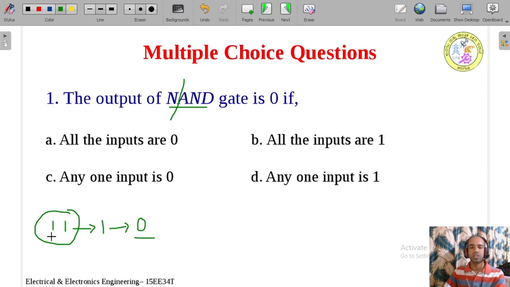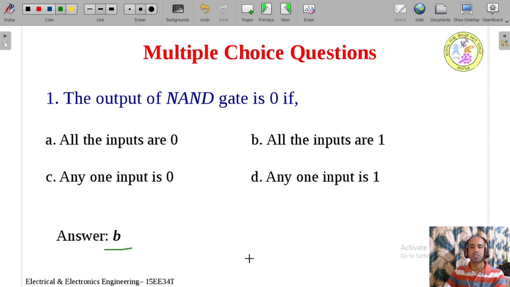If all inputs are 1, the output of the AND gate is 1, whereas the output of the NAND gate is 0. Exactly complement it is. Therefore all the inputs are 1. Therefore the correct answer is option B.